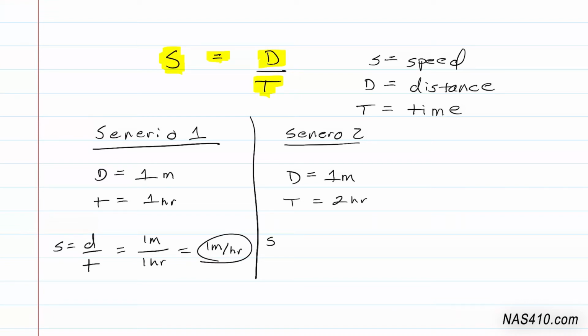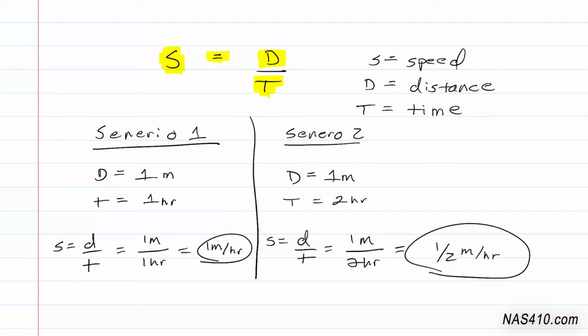Okay, so let's look at scenario 2. Speed equals distance over time. And I traveled 1 mile. It took me 2 hours. And so my speed was a half of a mile per hour.